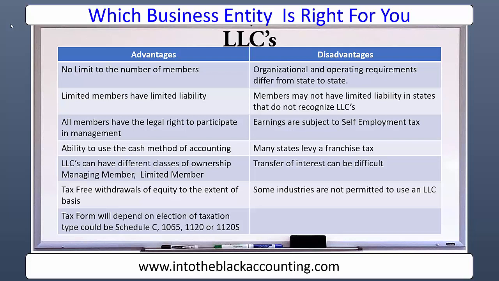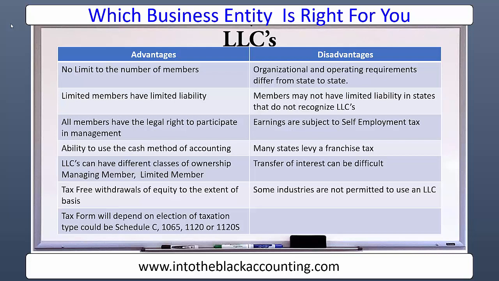LLCs can have different classes of ownership, managing member, limited members. And remember, as a limited member, you are only responsible for your own liabilities, which is a good thing when you have multiple members. Okay. Tax forms will depend on the taxation and could be a Schedule C, 1065, 1120, 1120S. Some of the disadvantages, a lot of organizational operation requirements, and they differ from state to state. So once you do this overview, you may want to take a look at the state that you operate in. Members may not have limited liability in states that do not recognize LLCs, so that's important to understand.